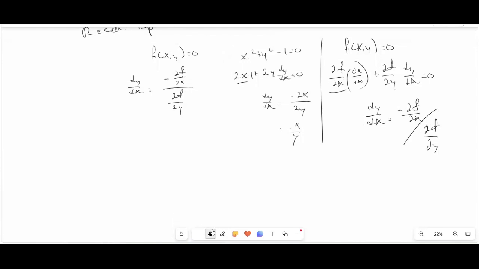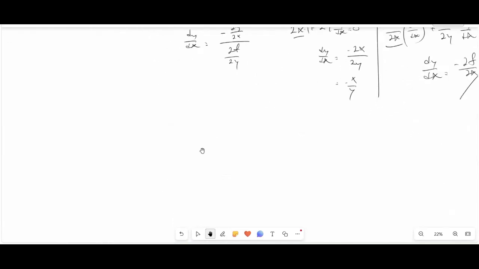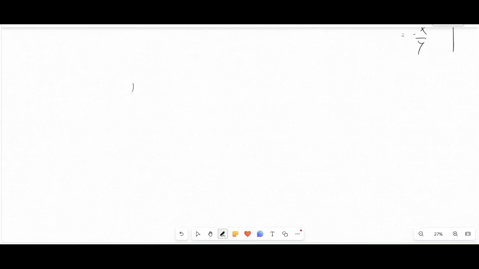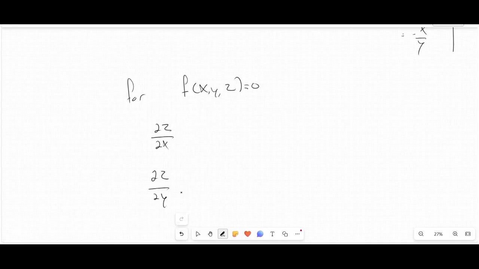But we want to extend that same thing, so I'll just write this out for a function of three variables, f of x, y, and z set equal to 0. You can solve for partial z partial x and partial z partial y implicitly using the exact same idea. If you want to know the derivative in the x direction, then you'll just only differentiate in that direction and the z direction.